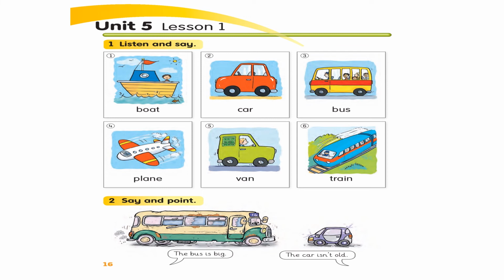Now let's move to Unit 5. Unit 5, we are going to talk about vehicles. What are these vehicles? Repeat after me, please. Boat. Car. Bus. Plane. Van. Train. Okay, very good.